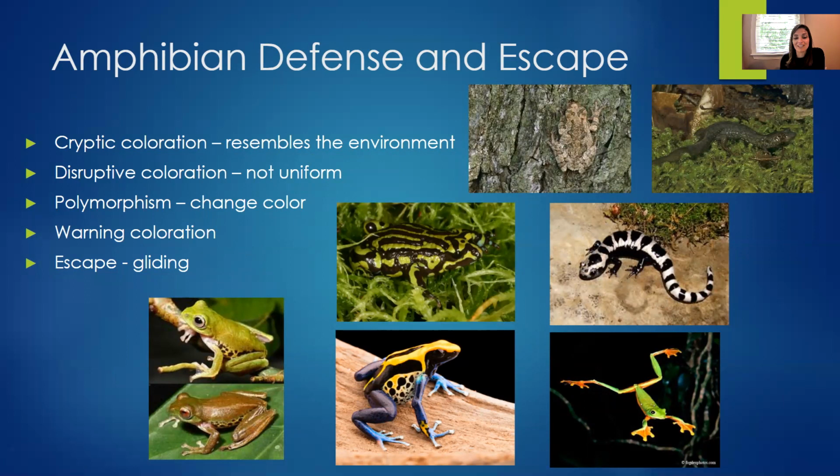deterring predators. And then for escape, there are some frogs that can basically glide almost like a flying squirrel, where they can kind of launch and glide tree to tree. And you can imagine how if there was a predator pursuing a frog and they could just jump and glide away, that could be pretty helpful.